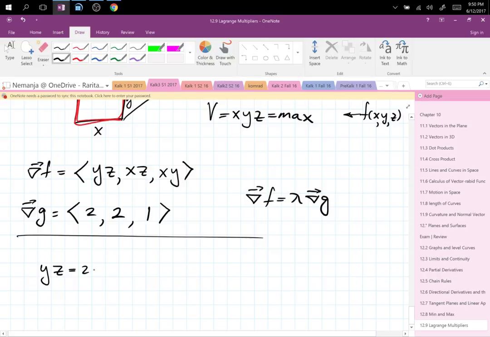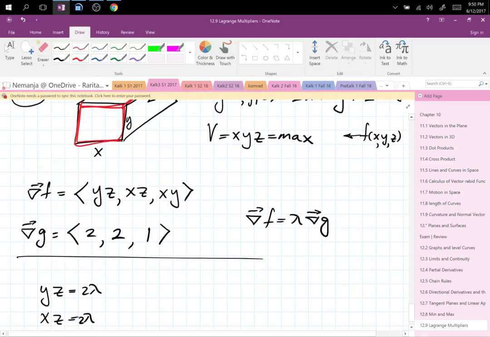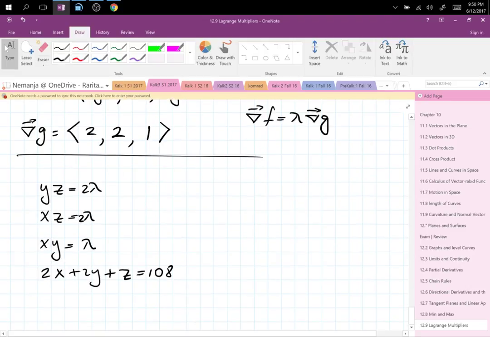yz equals 2 lambda. xz equals 2 lambda. xy equals lambda. And then what? The 2x plus 2y plus z equals 108. That's our system.